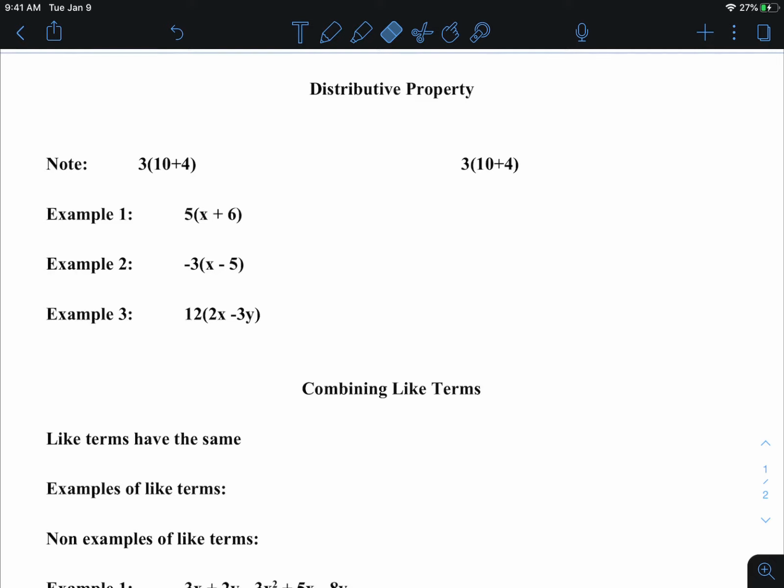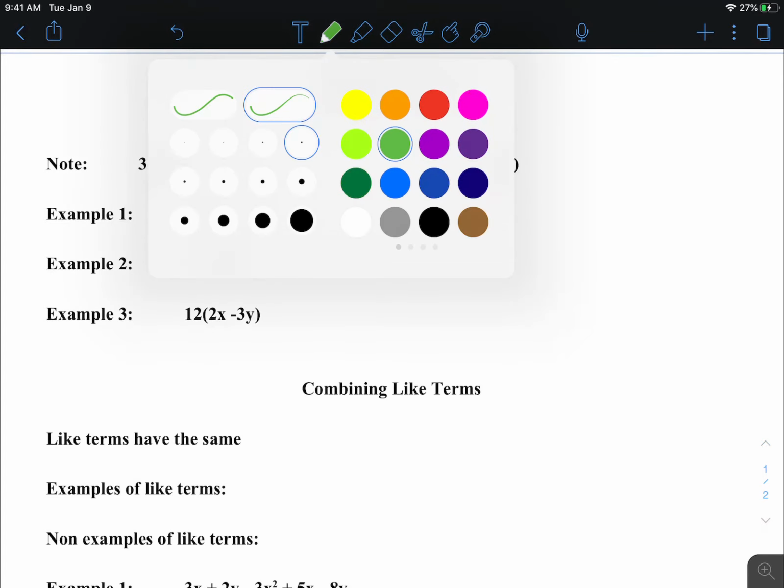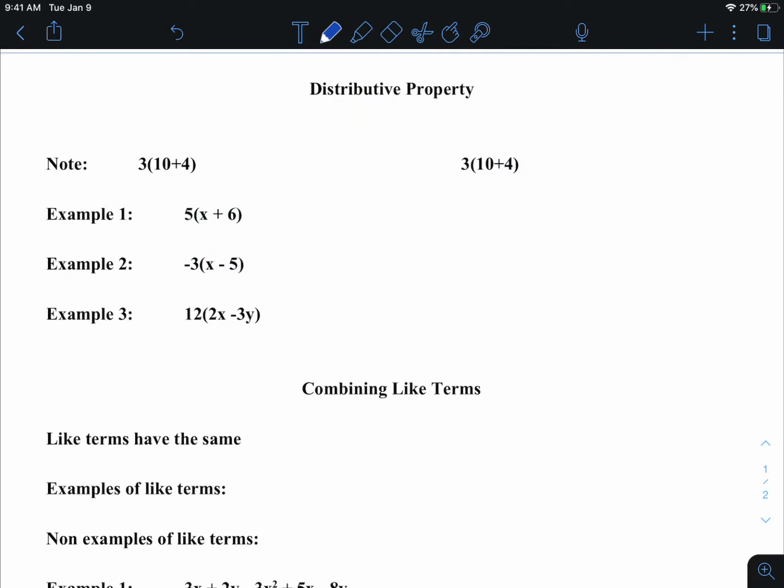Welcome. In this video, I'm going to talk about the distributive property and combining like terms, which we'll use soon as our first steps in solving multi-step equations. So what is the distributive property?